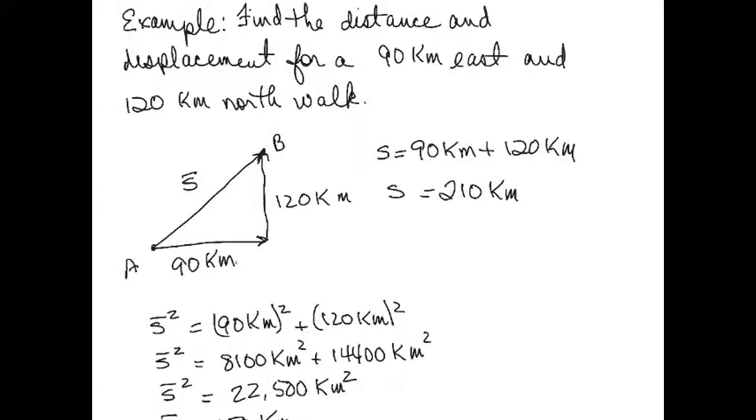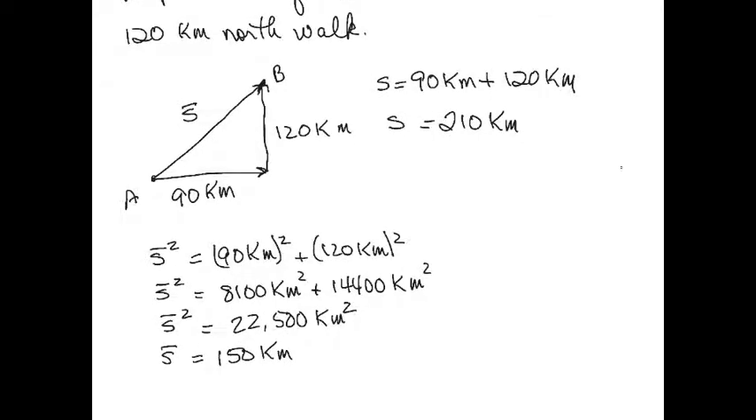Now, distance is just merely the sum of the two legs. 90 plus 120 kilometers gives us 210 altogether. How do we find the displacement? Well, we need to find the distance from A to B in a straight line, and I chose an example where we have a right triangle, so we can use the Pythagorean theorem. Displacement squared is equal to, as you see here, 90 squared plus 120 squared. Work through and do the arithmetic, and we see that we have 150 kilometers is our displacement.